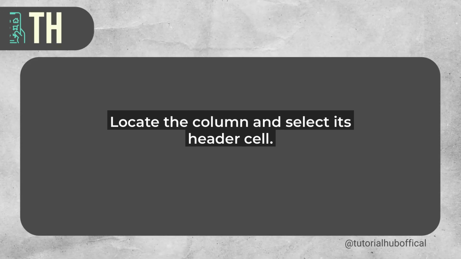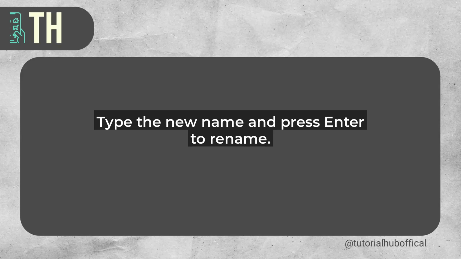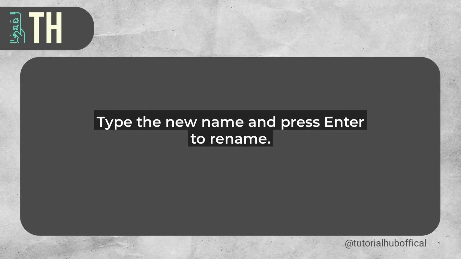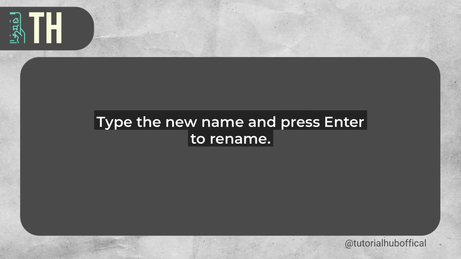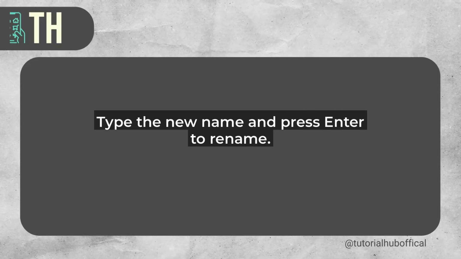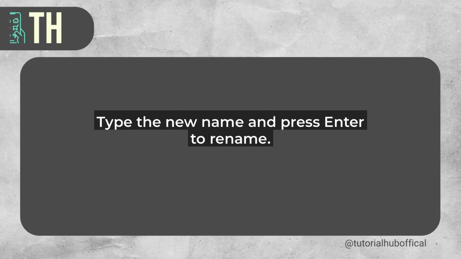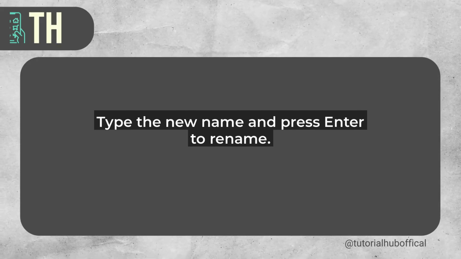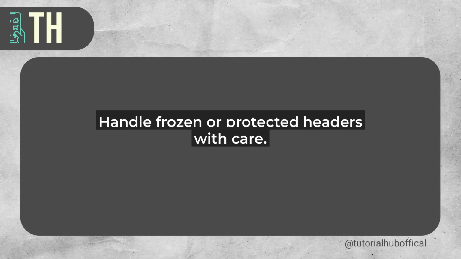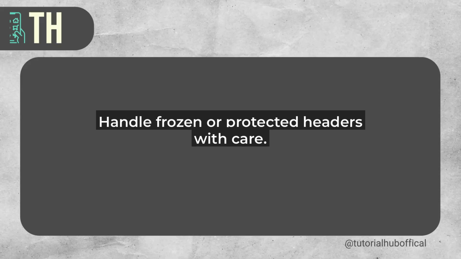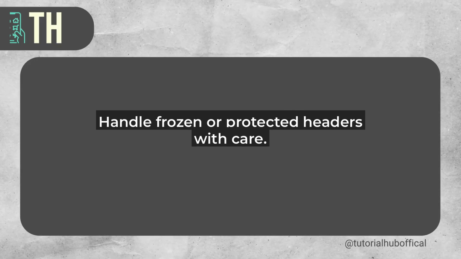Head over to the sheet where you want to make changes. Now, locate the column you wish to rename. Typically, you'll edit the header row, which is usually the first row. Step 1. Click on the cell in the header row of the column you want to rename. For example, if it's column B, click on cell B1. Once selected, simply type in your new name, like sales data, and hit enter. That's it, your column is now renamed.